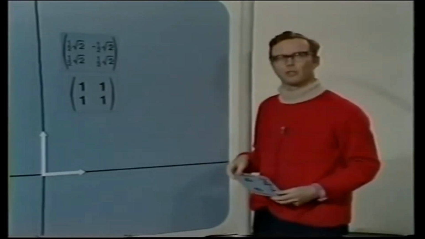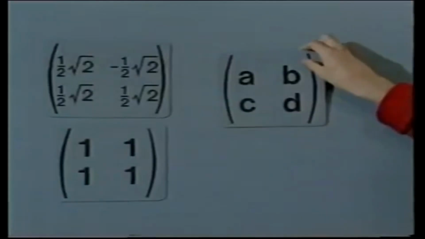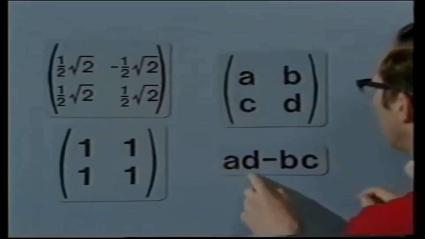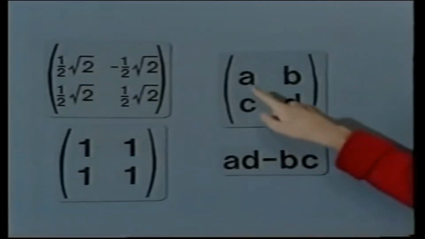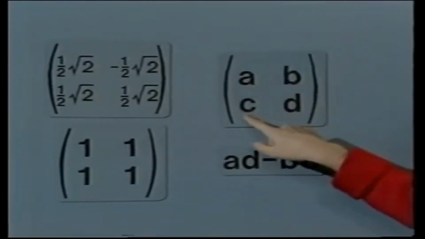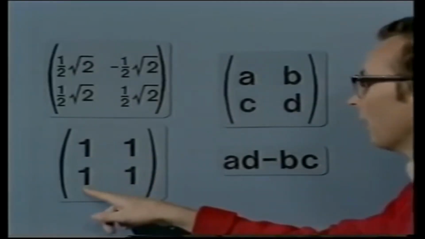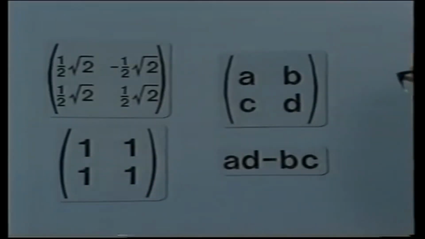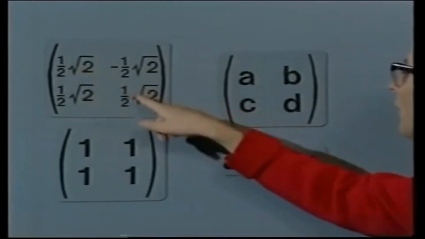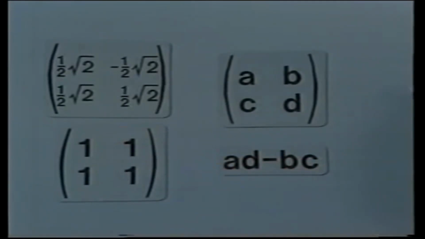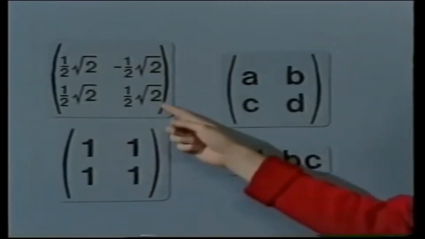But what happens in general? Supposing we have a general matrix, A, B, C, D. How can we test whether this has an inverse? What we do is look at the number AD minus BC. That's A times D minus B times C. In this case here, 1 times 1 minus 1 times 1 is 0. But for this one, this times this minus this times this turns out to be 1. So here it's 0, and here it's not 0.